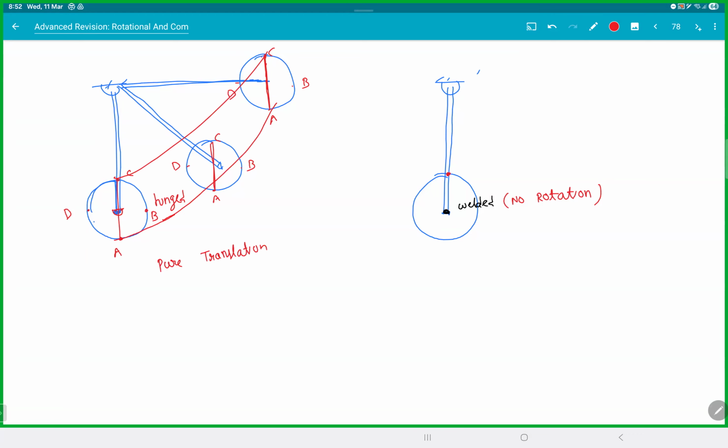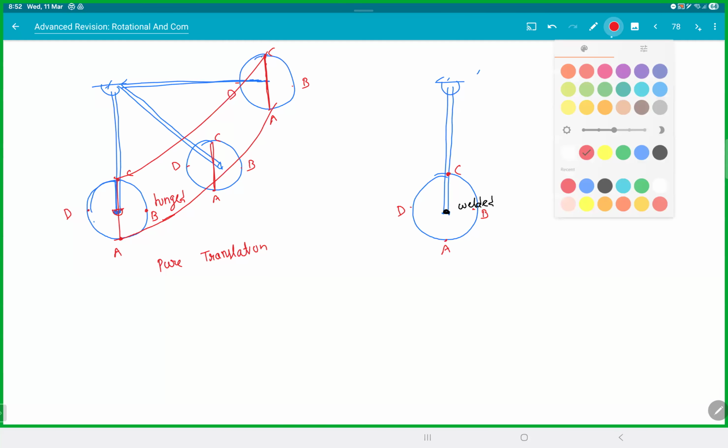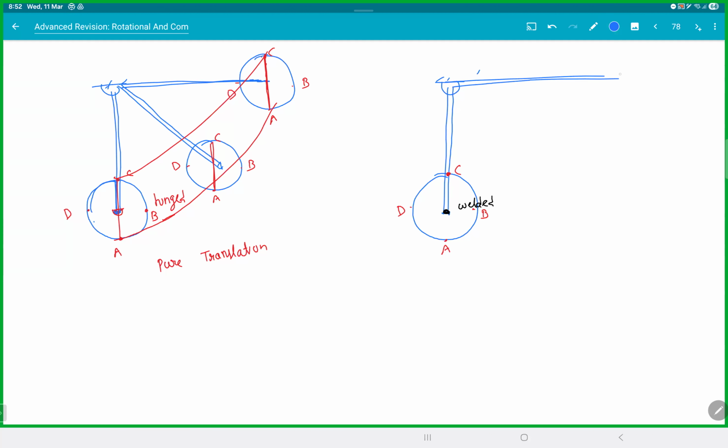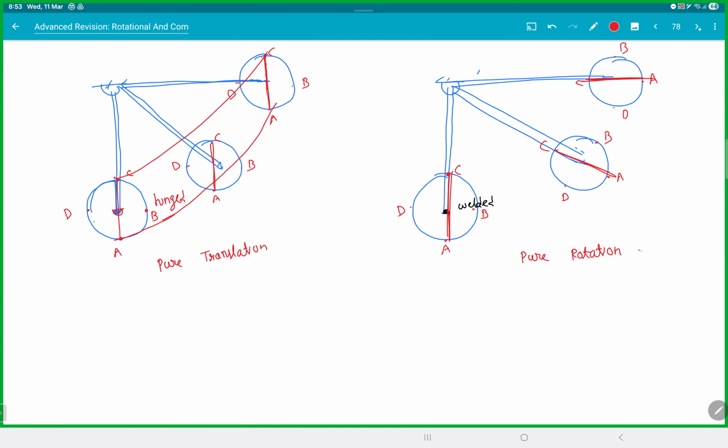Whereas in this scenario, if I call this A, B, C, and D, and when I rotate this wheel, this is A, this is B, this is C, and this is D. So if you look at line AC, can you see line AC is rotated? You're getting the difference here. This is pure rotation. Every point is covering equal angles. Are you clear with this?